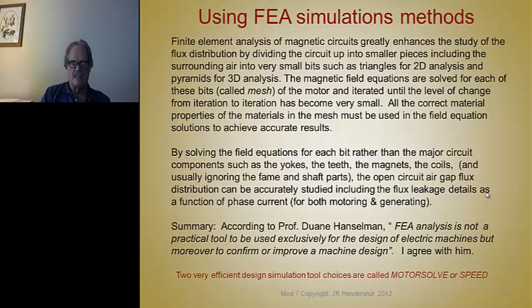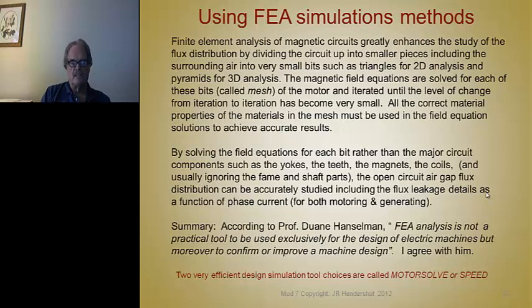However, to make this accurate and to calculate the core losses this way, the correct material properties have to be inputted into the solver, and this is, of course, one of the biggest problems: getting accurate material data. But by solving the field equations for each bit rather than the major circuit components such as yokes and teeth and magnets and coils, the frame and the shaft parts are usually ignored, but they don't have to be.